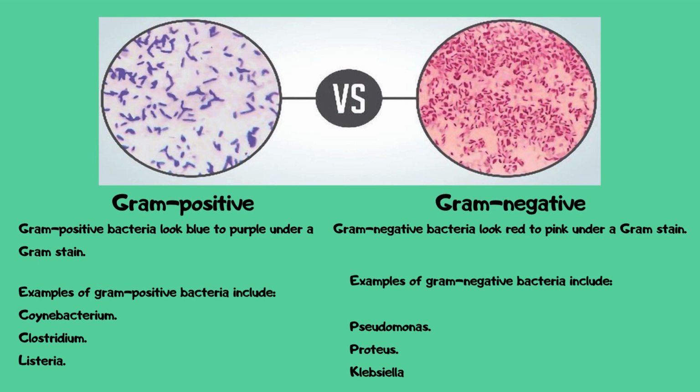Scientists classify bacteria by the color that they turn after the application of a special chemical or stain to them. One of the common staining processes is called Gram staining. Bacteria may be classified as gram-positive or gram-negative. Gram-positive bacteria look blue to purple under a gram stain. Examples of gram-positive bacteria include Cyanobacterium, Clostridium, and Listeria. Gram-negative bacteria look red to pink under a gram stain. Examples of gram-negative bacteria include Pseudomonas, Proteus, and Klebsiella.